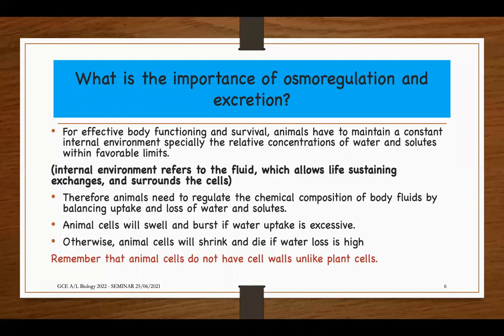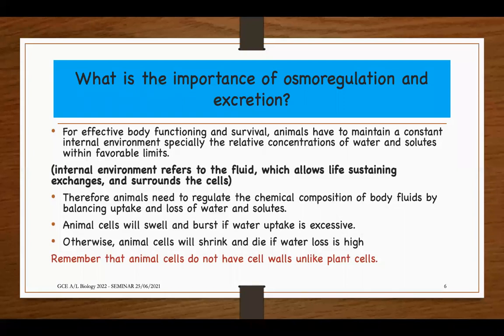So if we have been asked to briefly describe the importance of osmoregulation and excretion, you can say for effective body functioning and survival, you can tell the first point, animals have to maintain a constant internal environment, especially relative concentrations of water and solutes within favorable limits. And then you can say, therefore, animals have to regulate the chemical composition of body fluids by balancing uptake and loss of water and solutes to prevent the end products of excretion being toxic.